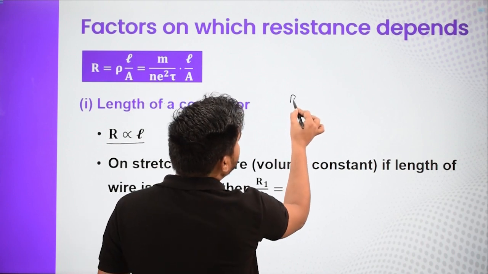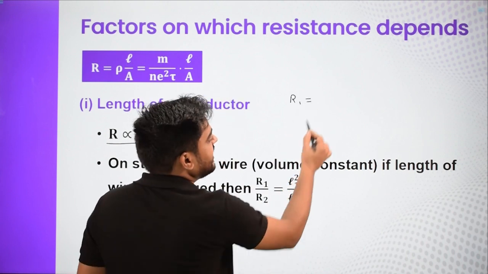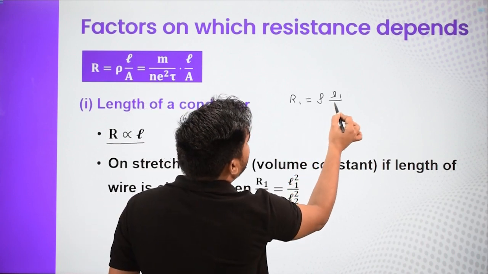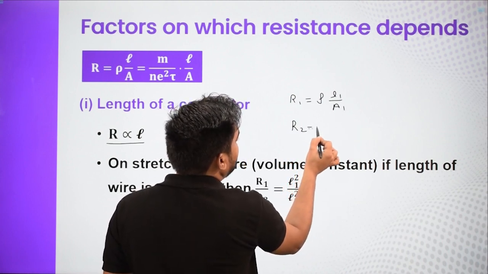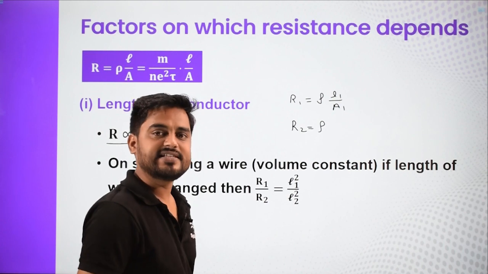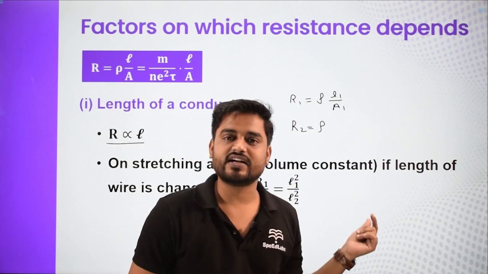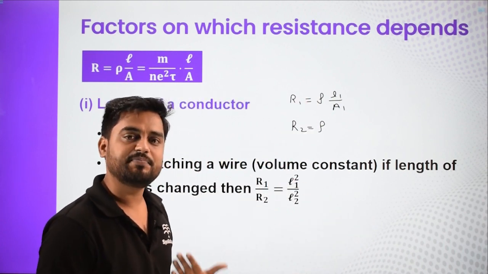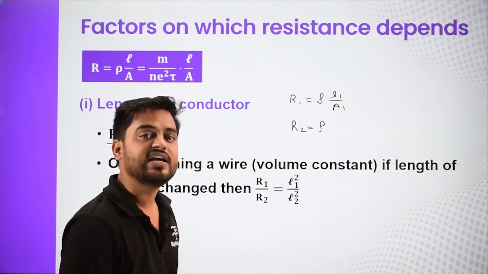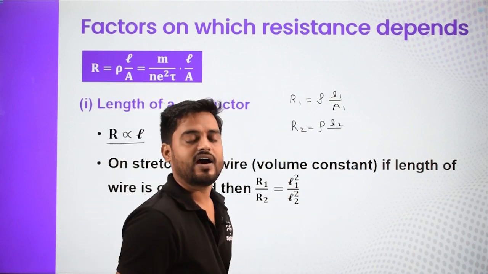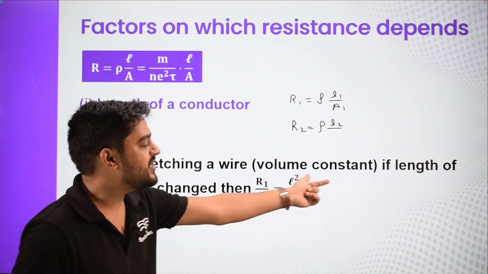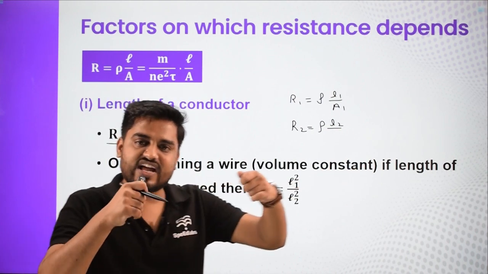So I can write the initial resistance as rho L1 by A1. The final resistance R2 is rho L2 by A2. Rho will remain the same, that is the resistivity of the conductor. Resistivity depends on the material of the conductor, so it is not changing. The length is changing to L2. What is the new area? They are saying that volume remains constant. It's like we are stretching it.